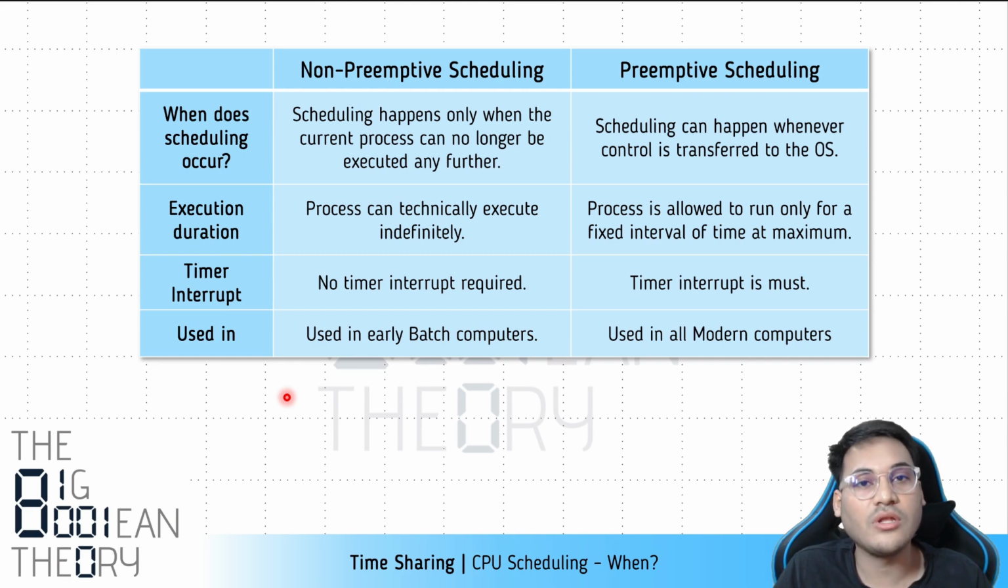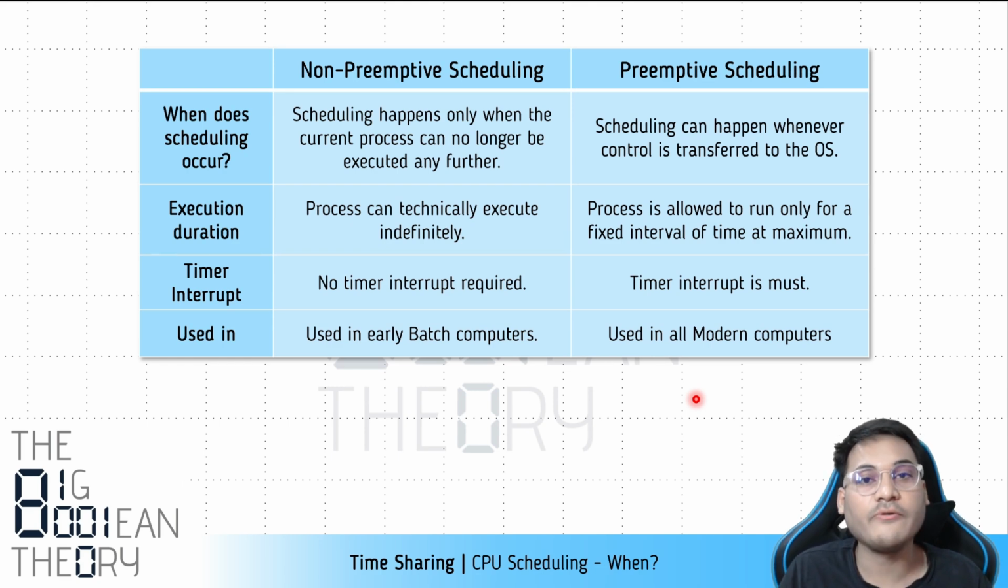So earlier this used to happen, right? Non-preemptive scheduling was followed. The control of the CPU was given to the process, and only when the process voluntarily gave up the control of the CPU, only then was there a context switch, right? So that was earlier. Now that is definitely not the case. We want systems where multiple processes can execute together via this concept of time sharing.